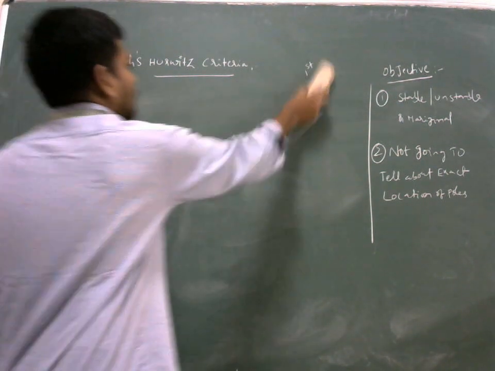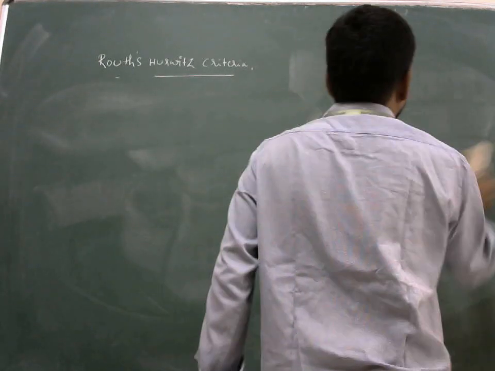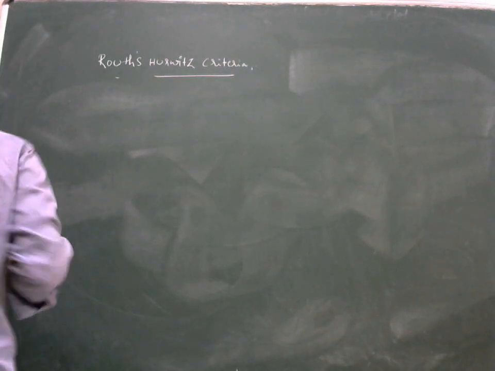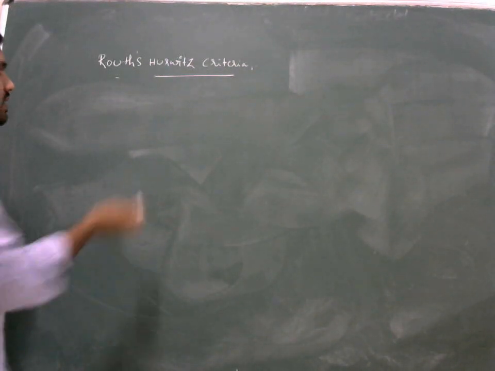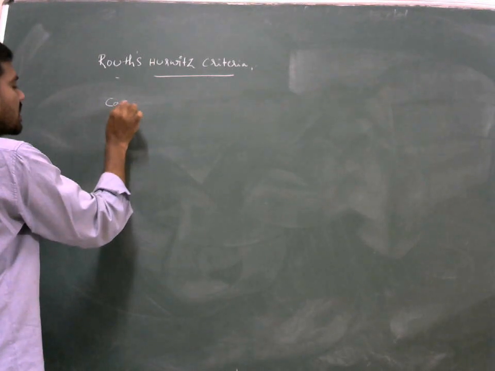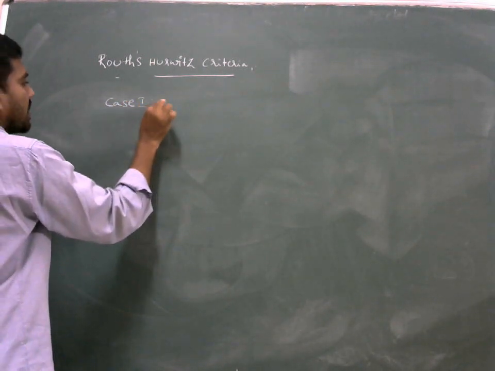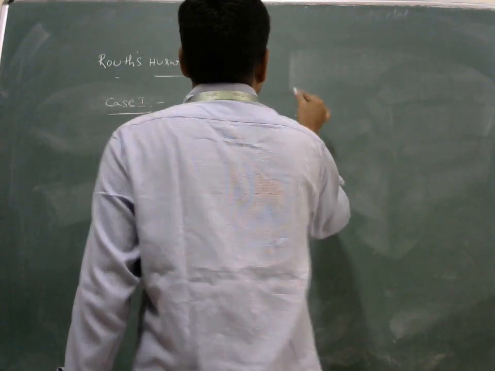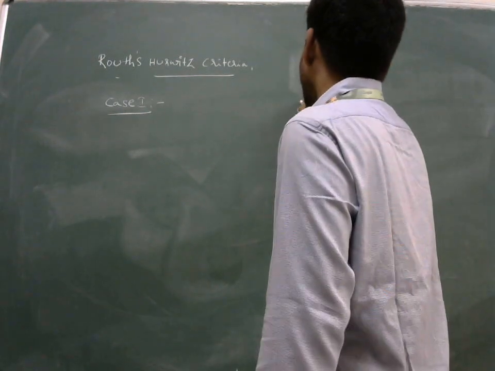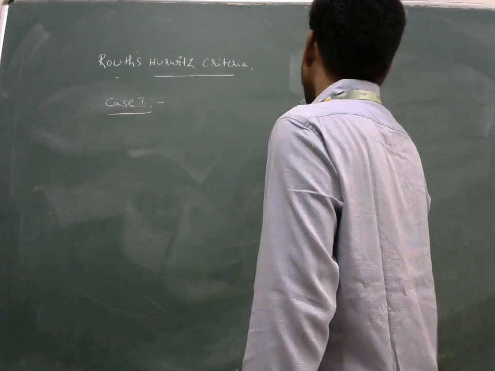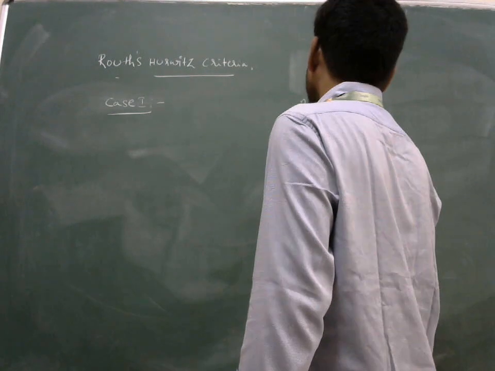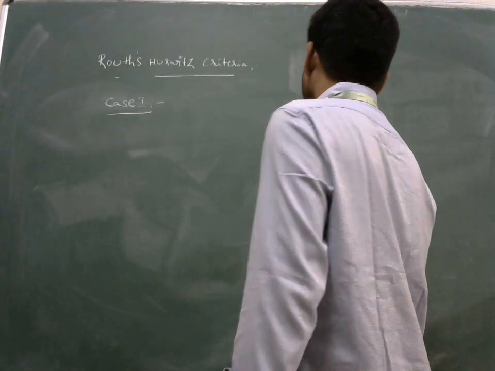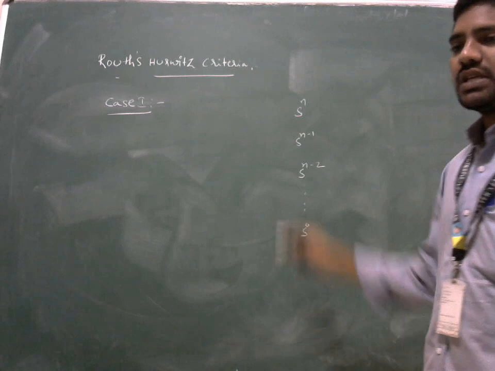Now, how are we going to tell whether the system is unstable or not, and what are the three different cases we are going to find? Cases are nothing but the difficulties we face when we are doing this. Case 1. We already know the Routh-Hurwitz array: s power n, s power n minus 1, s power n minus 2, and so on, down to s power 0. This is a Routh array.